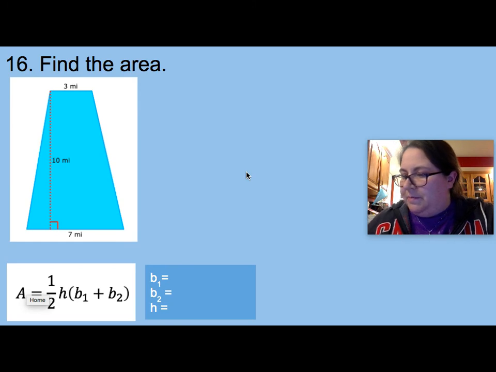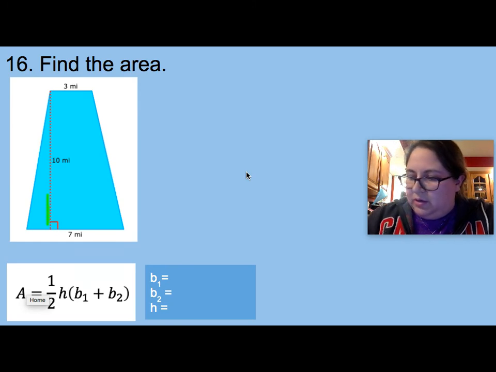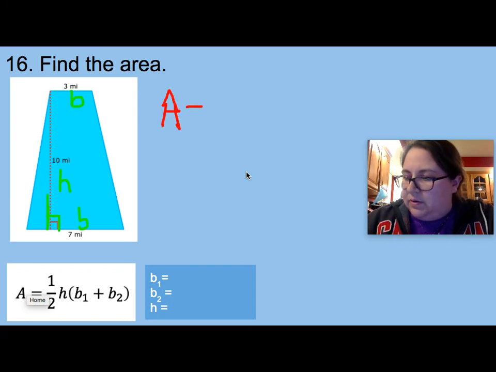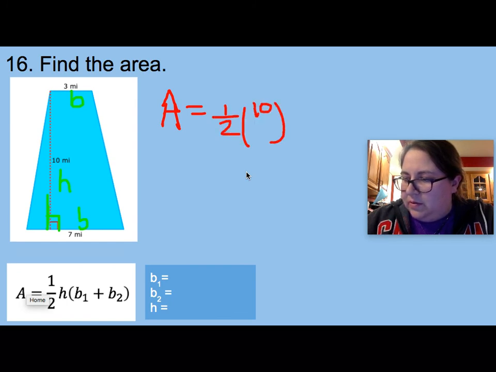Same kind of setup here. Make sure you're noticing I've got my height here. It kind of makes an H with the right angle. Those are the heights and these are the bases. So when I go to solve this, I've got area equals a half times the height, which is 10.